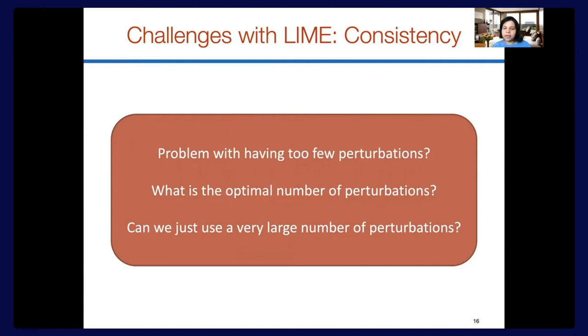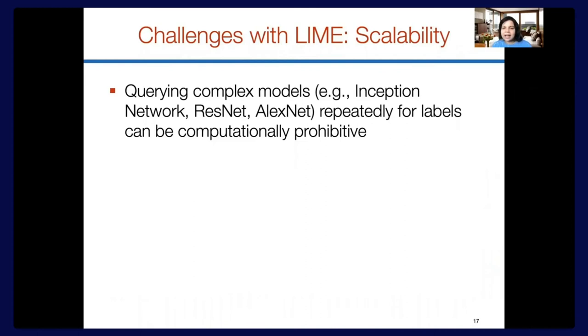Just to be safer, can we really run this on, say, 10,000, 20,000, a million perturbations, so that I'm getting the band as narrow as possible and maybe I'm just hitting that one true thing? Is that a potential solution? That also has its difficulties because it's not computationally easy to do that, right? One of the main reasons is that querying complex models repeatedly for labels can be prohibitively expensive when you think about the clock time it takes.